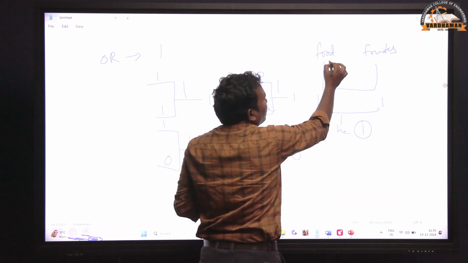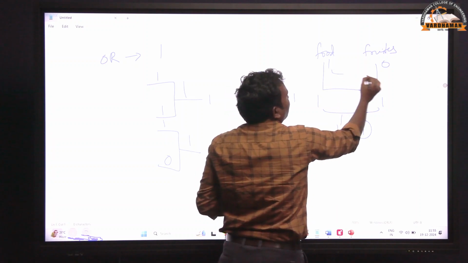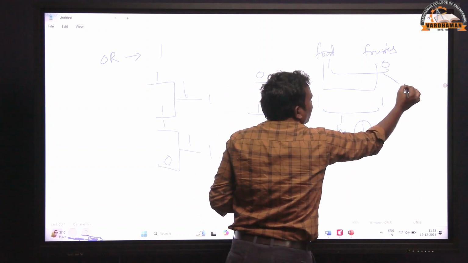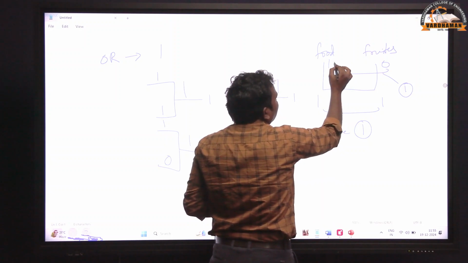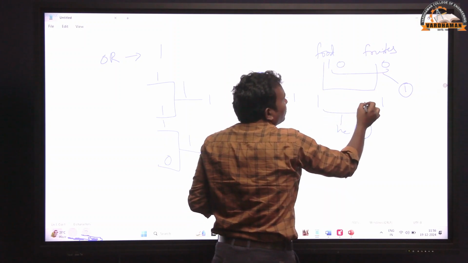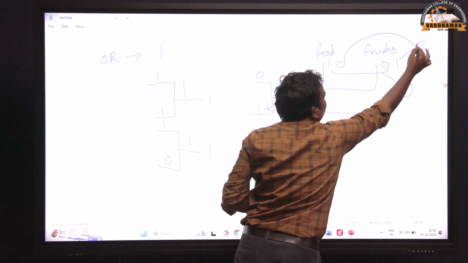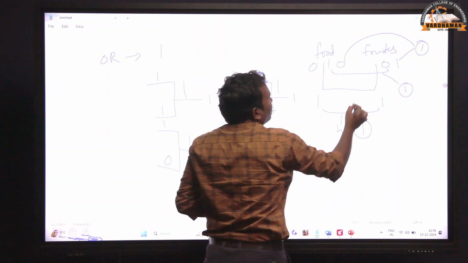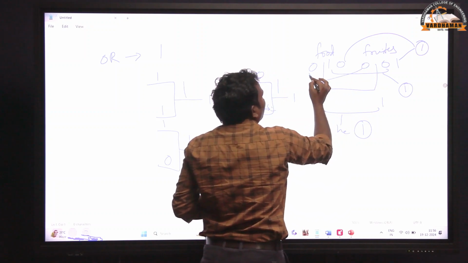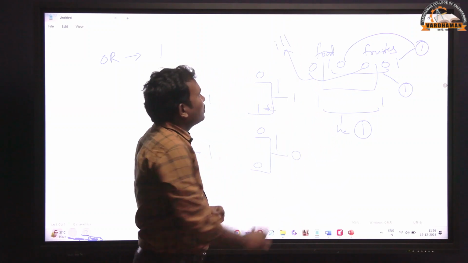Now the patient is taking only food, he is not taking fruits, that is also fine, still he can be healthy, so we'll get 1. The patient is not taking food but taking fruits, that is also fine, we'll get 1. Now the last case, the patient is neither taking food nor taking fruits, so he will feel hungry and fall ill, so 0.